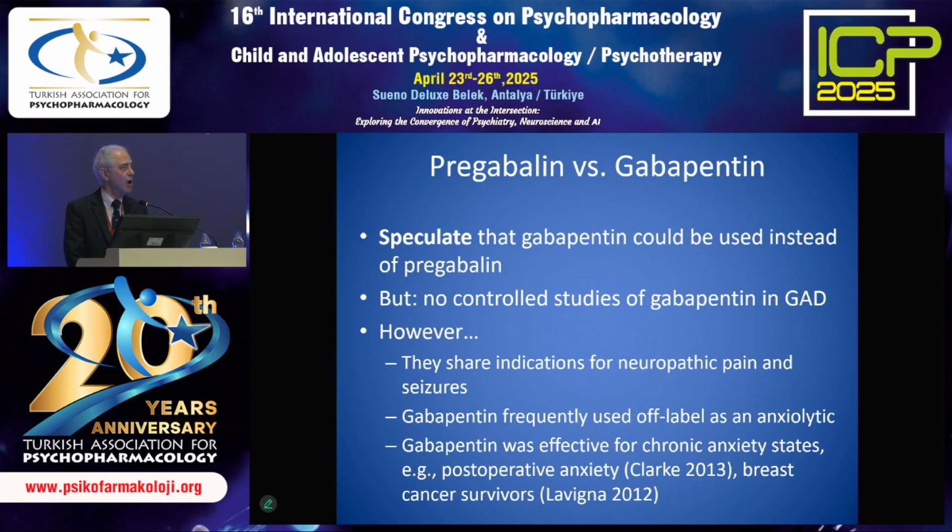Well, unfortunately, we have no placebo-controlled trials of gabapentin for GAD. However, they do share a lot of things in common. They both work for neuropathic pain. They're both anticonvulsants. And gabapentin is frequently used off-label as an anxiolytic. In fact, there's a study in certain chronic anxiety states, post-operative anxiety, where gabapentin beat placebo, and in breast cancer survivors with anxiety. There was a study in them versus placebo where it was effective. So I think gabapentin could be reasonable, but the evidence base is weak.